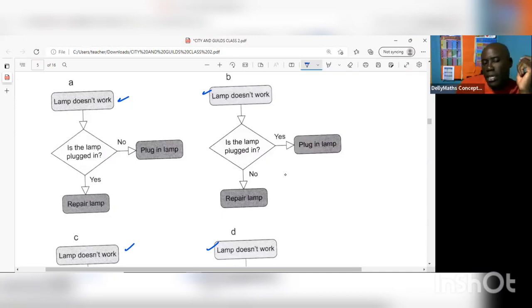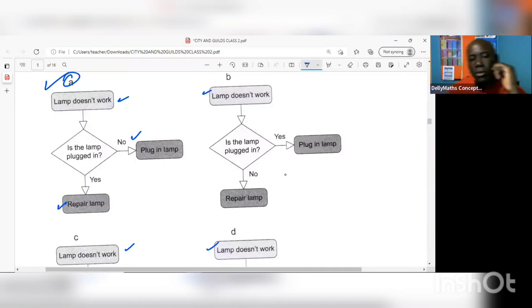A, lamp does not work. Is the lamp plugged in? All right, so this is a yes or no. Yes, if the lamp is plugged in, yes, it's not working, we need to go to the repair. This sounds good. Yes or no? Is the lamp plugged in? No. Then if the lamp is not plugged in, then I want to plug it in first. This situation is ideal. I'll take A.